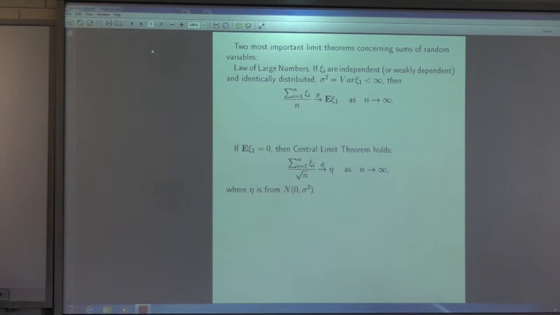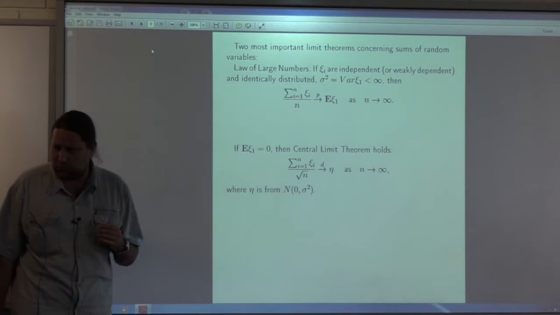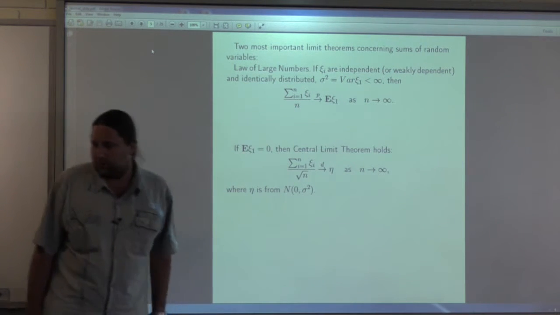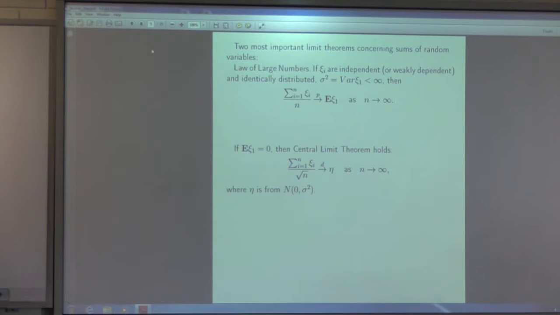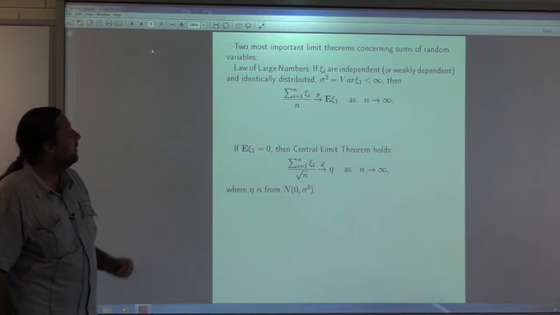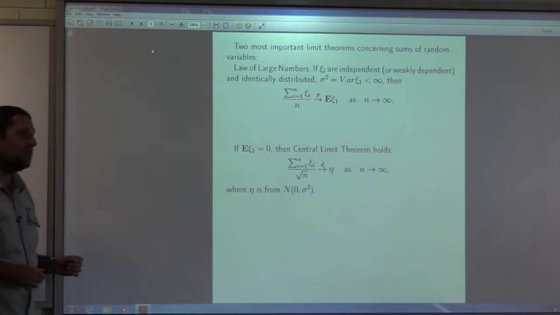I want to remind you of two, I think most important, limit theorems from the theory of summation of random variables. If we have independent or weakly dependent random variables with the same distribution function and finite variance, then the sum of these random variables up to n, normalized by n, converges in probability to a constant which is equal to the mathematical expectation. This theorem is called the law of large numbers.